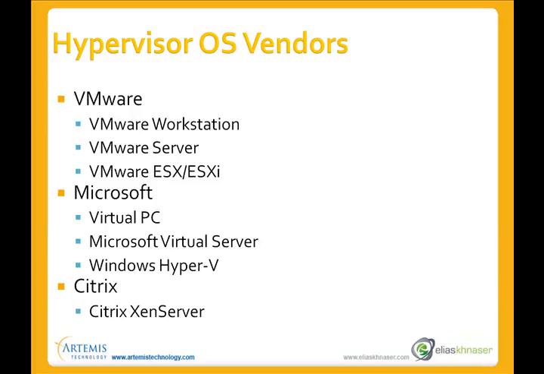So back to the hypervisor OS vendors. We've chosen 3 vendors here. VMware, obviously. VMware has Workstation, Server, ESX, ESXi. Microsoft has Virtual PC, Hyper-V, Virtual Server, and Citrix has Xen Server. There are a lot of other hypervisor vendors out there. Actually, there are so many that we can't even put them all on this presentation. Phoenix is coming out with one, Oracle has one, HP's coming out with one, a lot of different vendors. But these are the 3 vendors that we think are going to have the major impact in the future in the virtualization space.